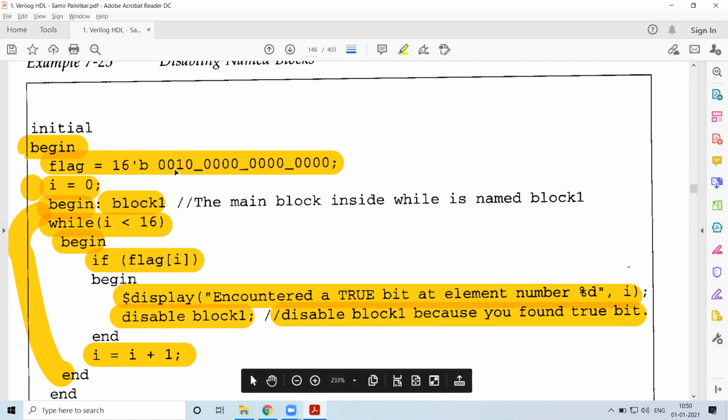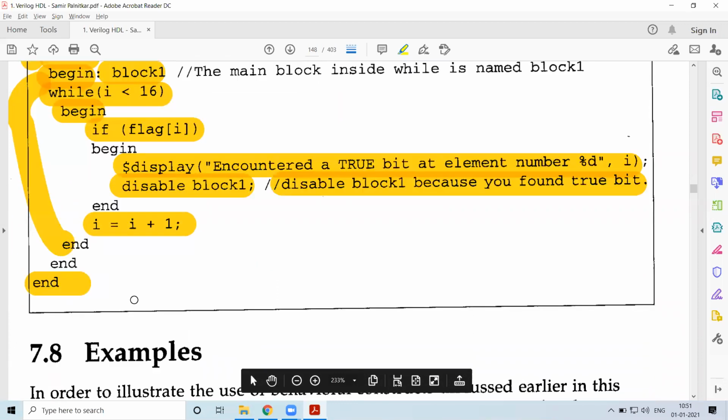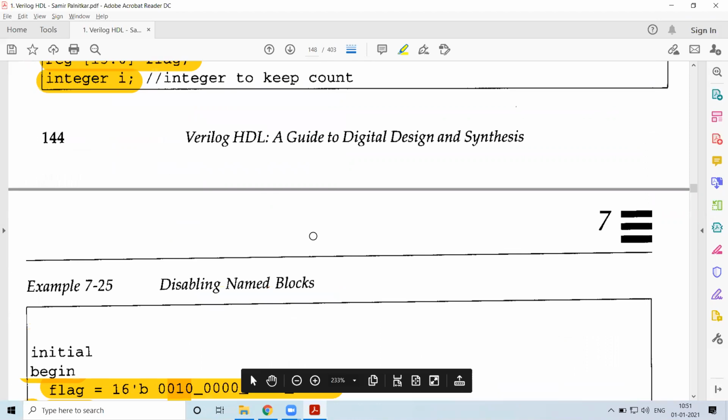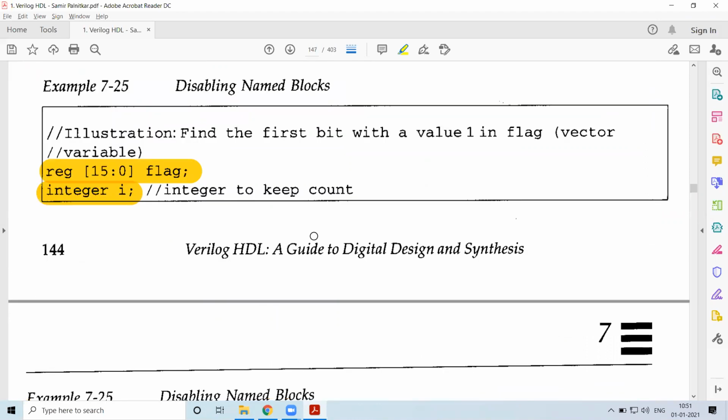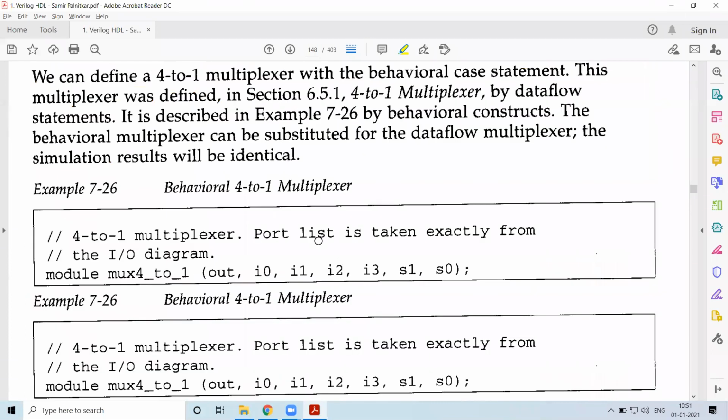But if one of the bits is set, in this case, we can see that this bit is set. So it will keep on incrementing, and when it comes to this position, it sees that the bit is set. So it will display a message and it will disable block 1. It will disable this block 1 and come out of that block. So this is what happens in case of disabling the named blocks. So that is what is happening in this case.